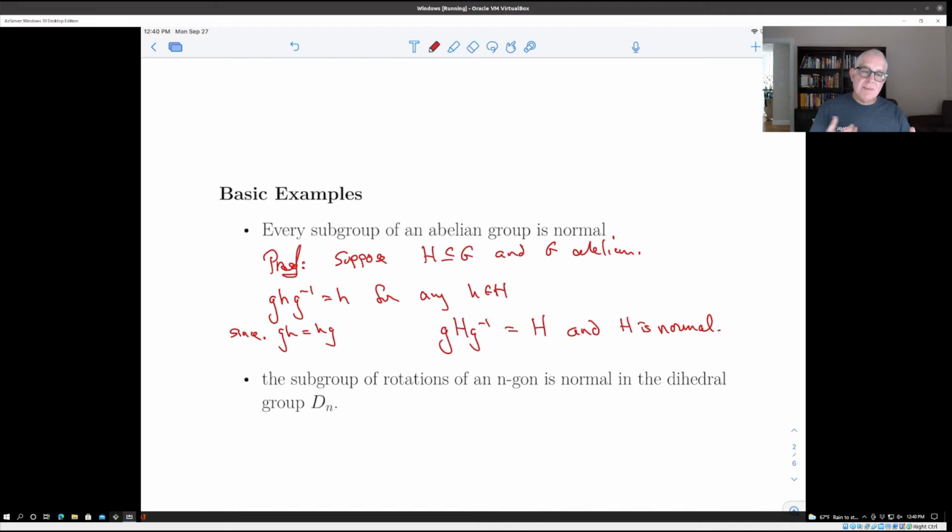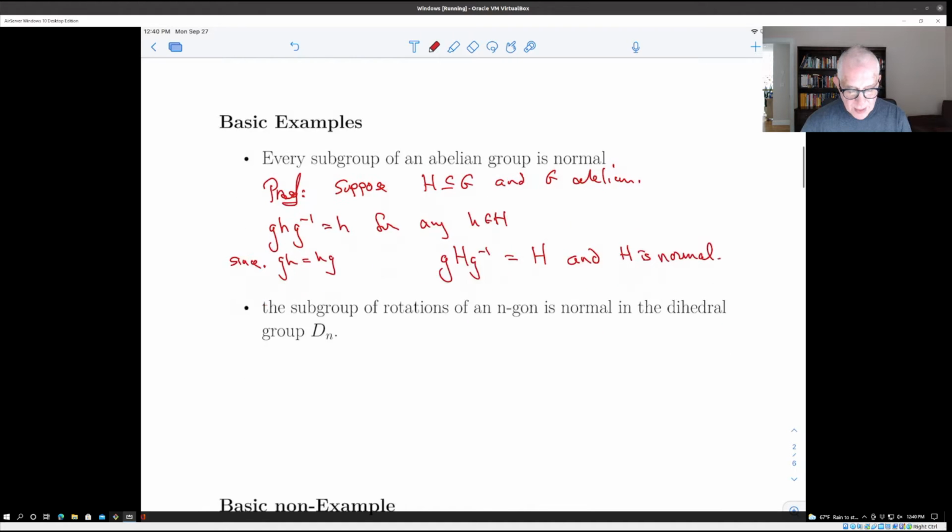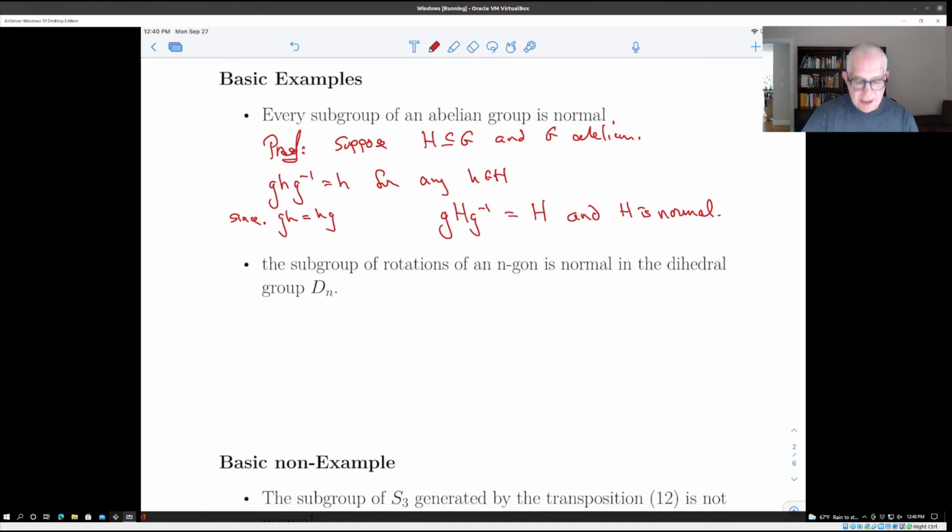So being a normal subgroup or not is a property that's interesting for non-abelian groups. For abelian groups, there's nothing new when we talk about normal subgroups. But let's look at a non-abelian group. If we look at the dihedral group, it has a subgroup consisting of the rotations.